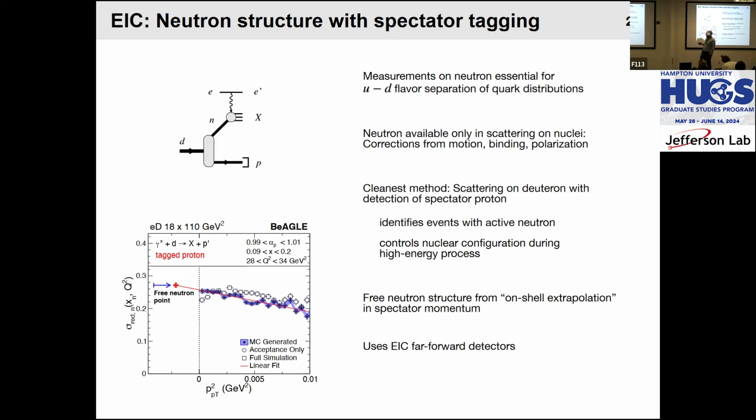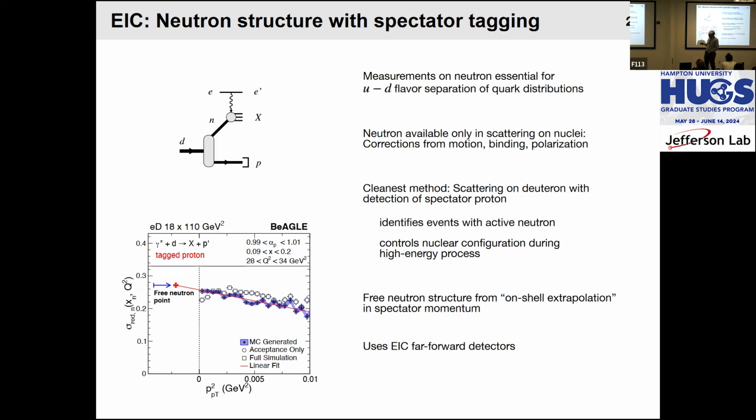And it also effectively controls the nuclear configuration during the high energy process, because we measure the cross-section now as a function of the spectator momentum, and we can select configurations where, for example, the relative momentum of the proton-neutron system is small and they're relatively far apart, or we can select configurations where the relative momentum is large, a few hundred MeV, and they are in a small size configuration, interacting very strongly. So we can really, if you like, select types of nuclear configurations by using the information on the spectator momentum.